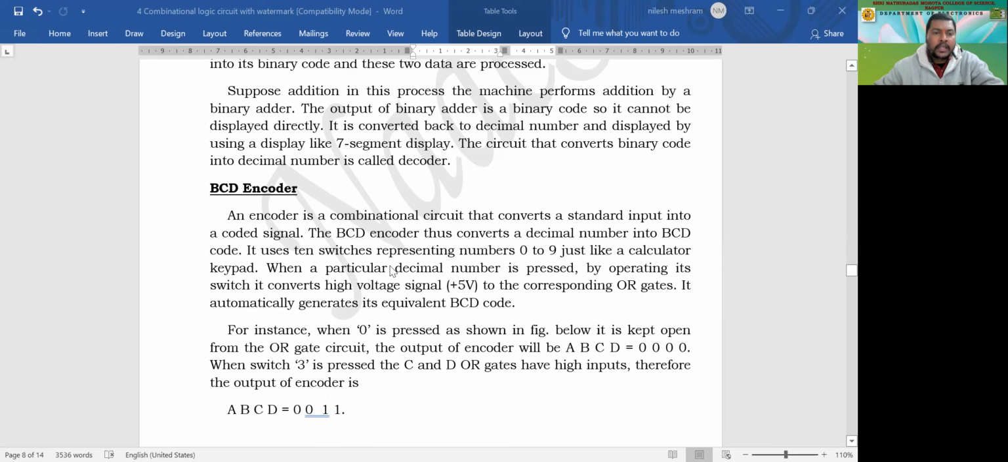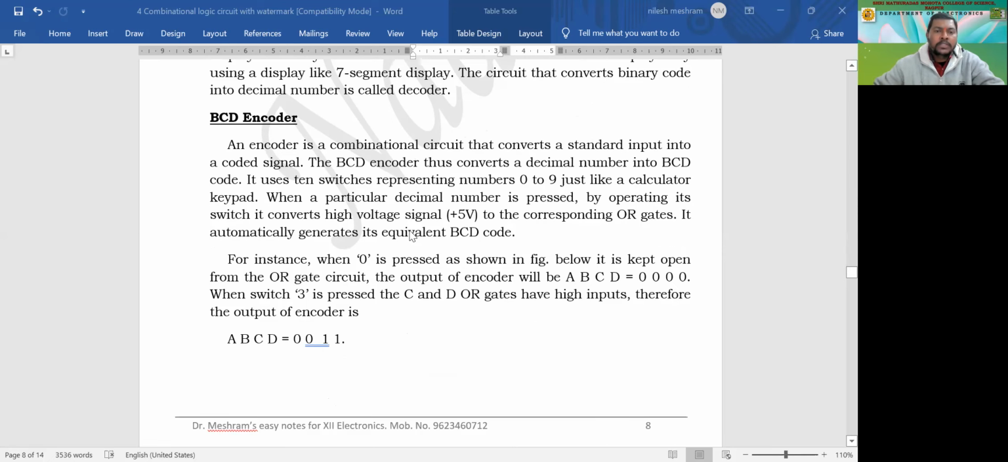First one is the BCD encoder. BCD encoder means binary coded decimal, right? So binary numbers which are coded up to a decimal number. Decimal number means we start from 0 to 9. So these are only the decimal numbers, and we need to convert them into a 4-bit binary, right?